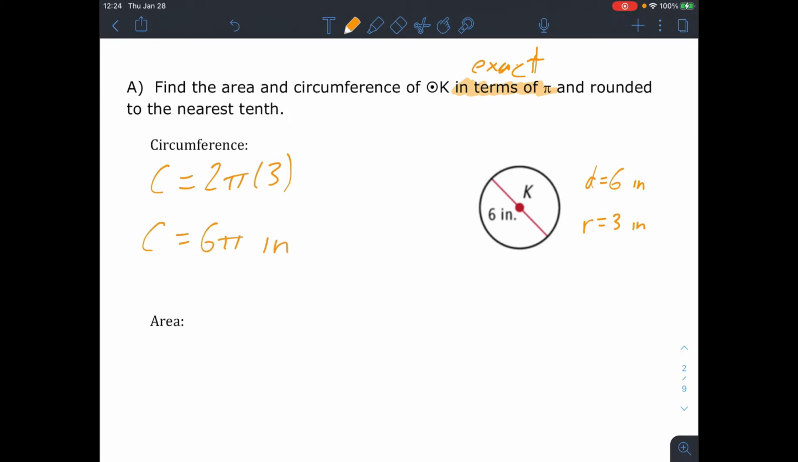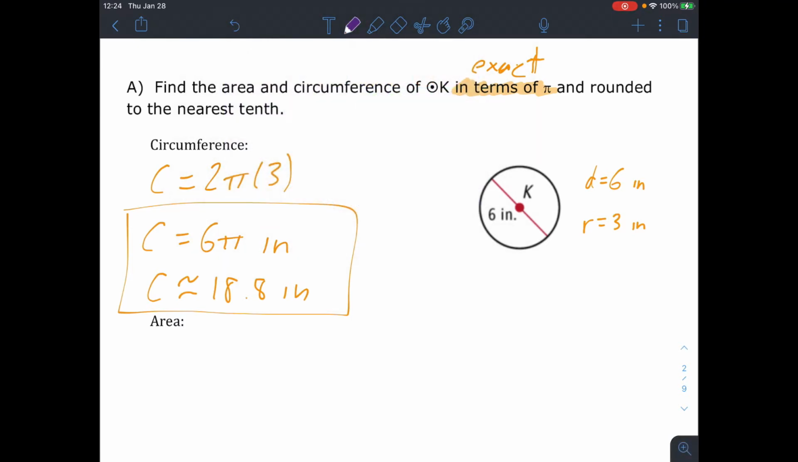Circumference is a linear first dimension measurement, so it just gets a first dimension unit. So 6 pi inches is the correct answer. That's the answer in terms of pi. And then if we want the rounded answer to the nearest tenth, we simply type 6 pi into our calculator, and we get an approximation of 18.8 inches. So 6 pi is approximately 18.8.